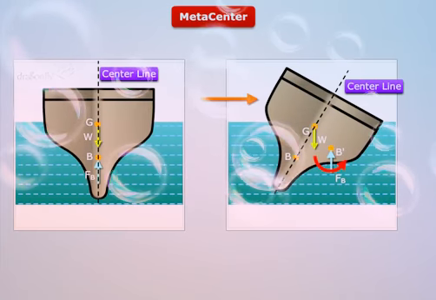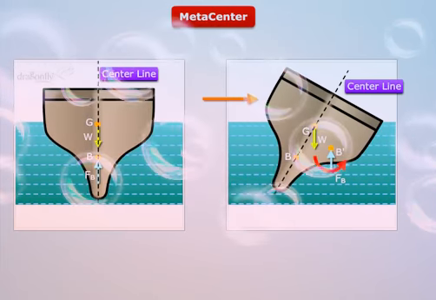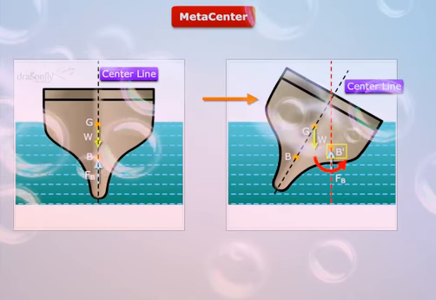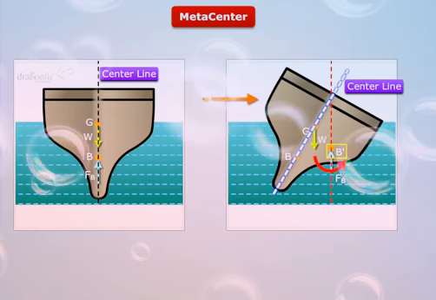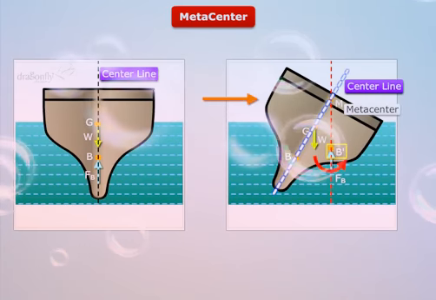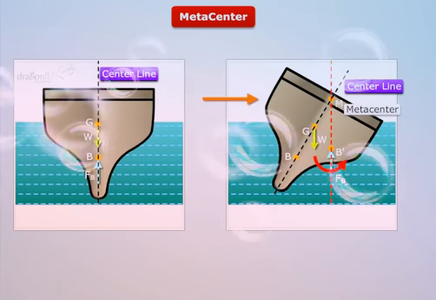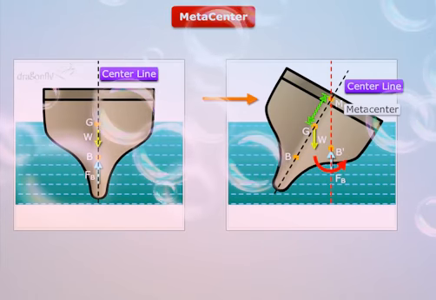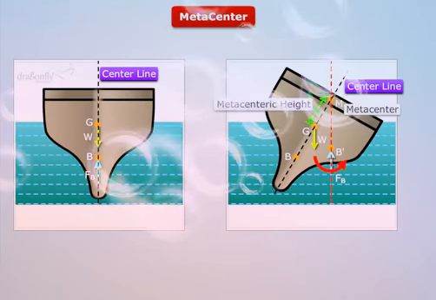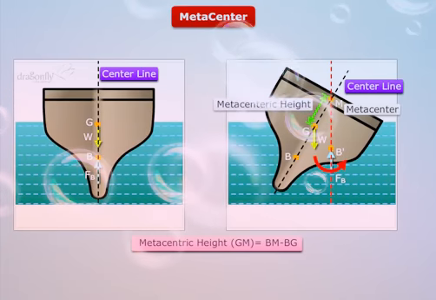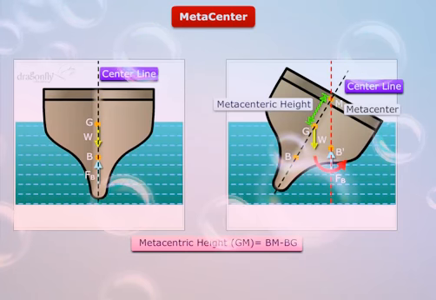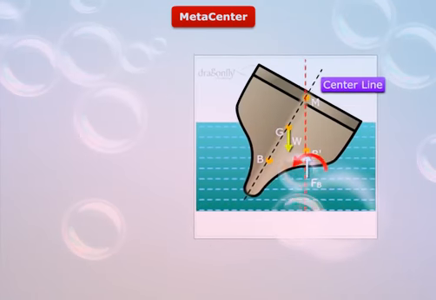and a couple is formed which tries to rotate the body. Here, the point of intersection of the vertical line through the new center of buoyancy B' and the center line BG is termed as the metacentre of the body, and the distance by which the metacentre lies above the center of gravity of a floating body is known as the metacentric height, GM, which is given by. Depending upon the location of the metacentre, a floating body possesses three types of equilibrium.